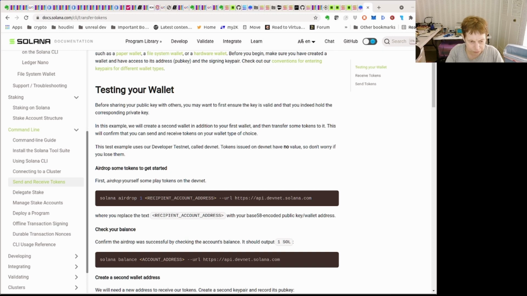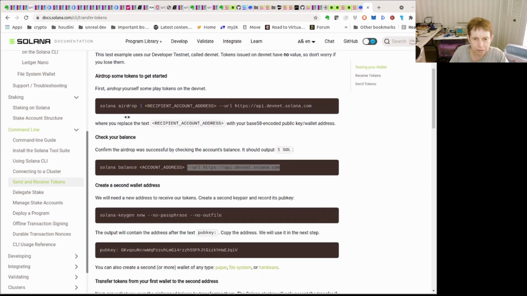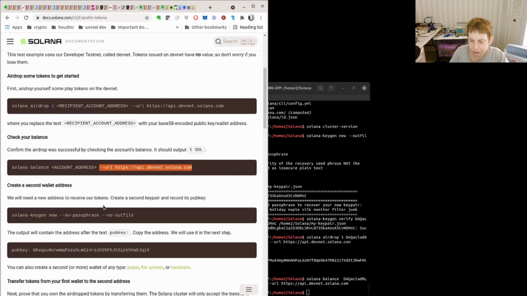And we're going to do this URL. Just do that quickly. And let's see. It says 1 SOL. Now for this part, why don't we create a second wallet, a second test wallet. And we don't care. We're just going to generate it and transfer tokens.